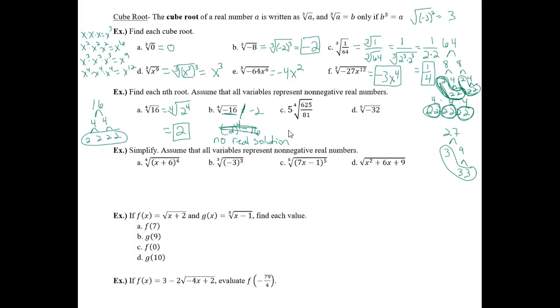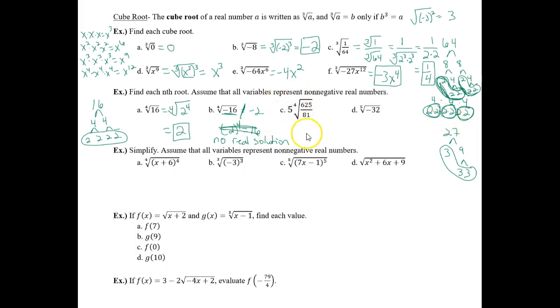Do we see a pattern? It should be any even root: 2, 4, 6, 8. I can't take the square root of a negative number. There's no real solution to it because if I have an even number of negatives, when they multiply together, they give a positive number. Okay.